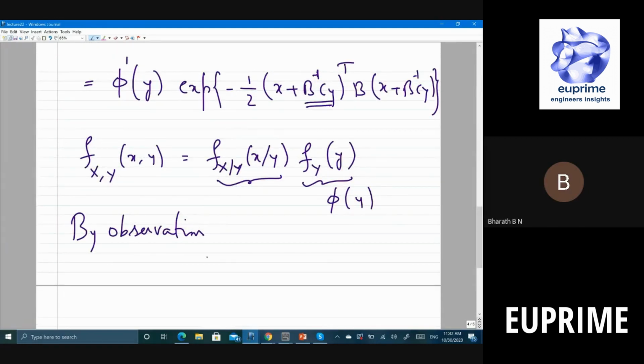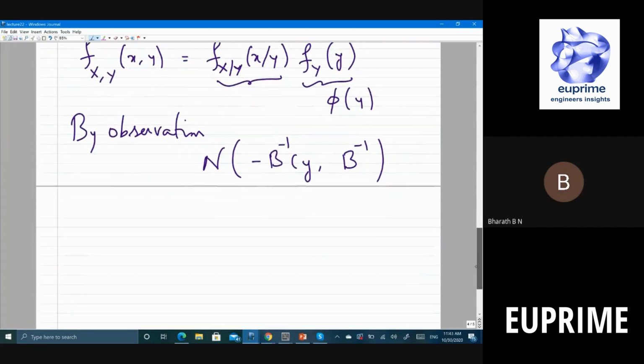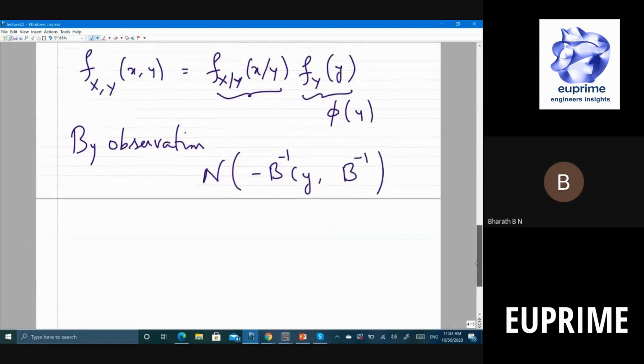So the mean is minus B inverse Cy, sorry, not minus, B inverse Cy is the mean. What will be the covariance? Covariance is B inverse, right? Because x minus mu whole transpose K inverse times x minus mu is the exponent of a Gaussian random vector with mean vector mu and covariance K. So by that observation, I can write the conditional density as Gaussian with this mean and covariance. So it's mostly algebra. That's what you end up doing.